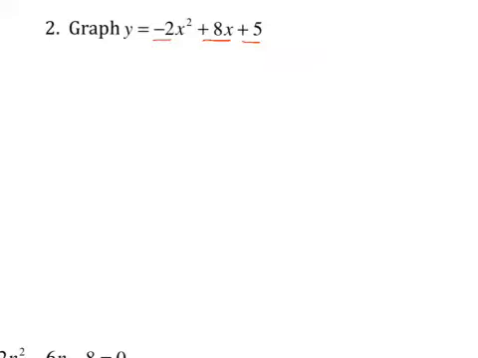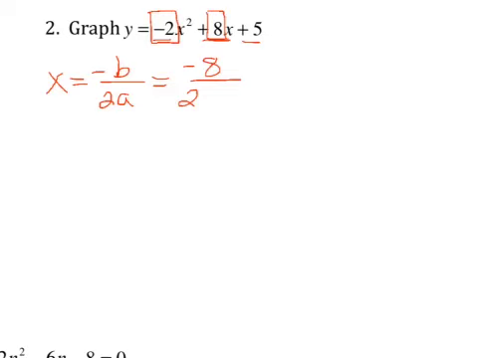So to find the axis of symmetry, we use the equation x equals negative b all over 2a. And our b is always the value that's attached to the x. So we're going to have a negative 8 divided by 2. Our a value is always the value in front of x squared. So 2 times negative 2. So we have negative 8 divided by negative 4. So we know our axis of symmetry will be x equals 2.